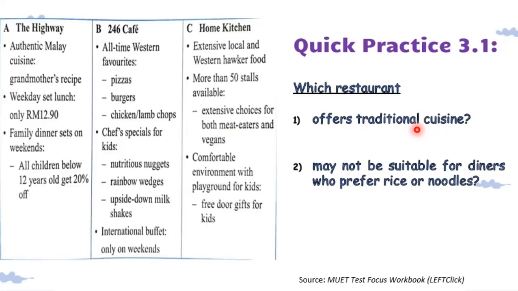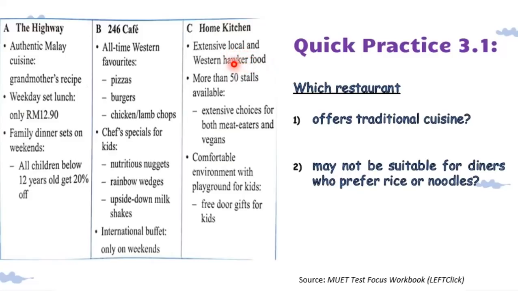Okay, so let's look at the Highway, 246 Cafe and Home Kitchen. Is there any one of these restaurants that mentions the words traditional cuisine? Of course not. We don't see the words traditional cuisine. So we have to look for words or phrases that suggest a similar idea. If we look at Home Kitchen, it has extensive local and Western hawker food. So most probably, local food here might refer to traditional food sold there.